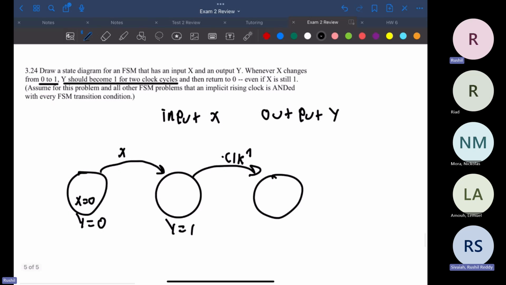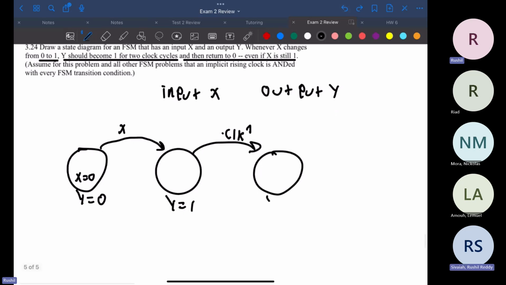Now it wants it to return to 0 even if x is still 1. What does that mean? Any ideas? Even if x is 1, it loops back. Yeah, so you just draw an arrow right back to the first bubble. Like this? You're not technically wrong, but you'd skip too many steps. We will get back to that, but not yet.